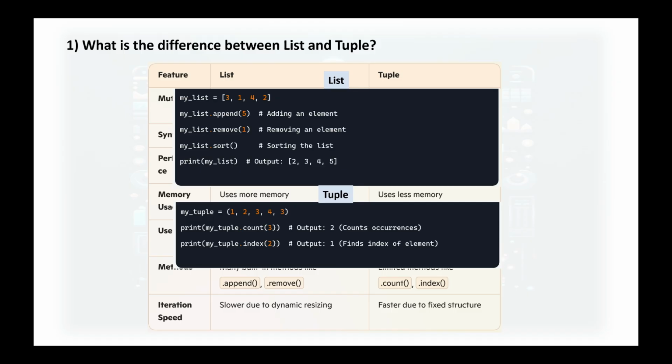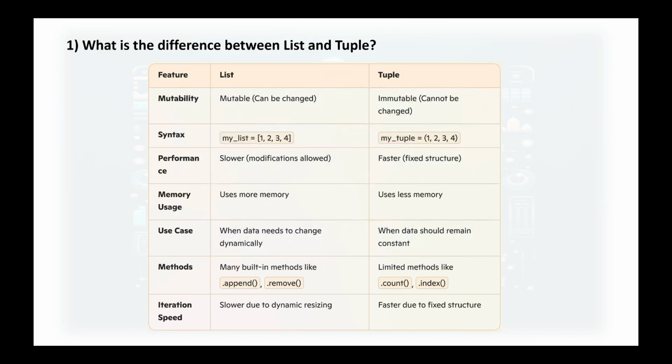In conclusion, use lists when you need flexibility, modifications, and dynamic operations. Use tuples when you need faster execution, memory efficiency, and fixed data. By understanding these key differences, you can write more optimized and efficient Python programs.